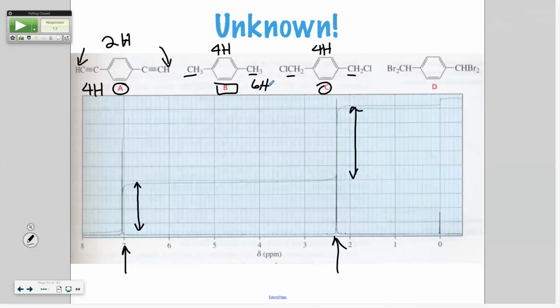Remember, these are going to be little puzzles. You have to come up with a system to help you figure out what it is, and you've got to use all the clues. See where the shift was down here? It was about 2.3. If you're next to a benzene ring, you're shifted to about 2.3.